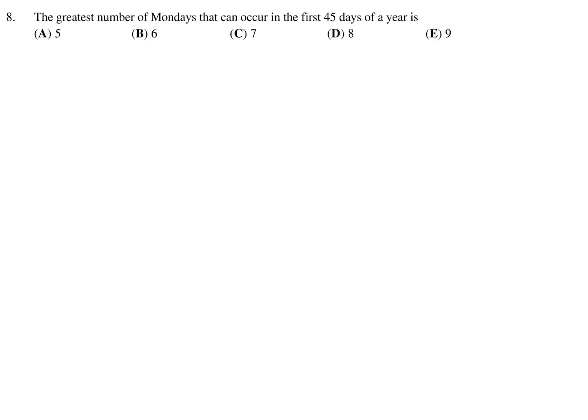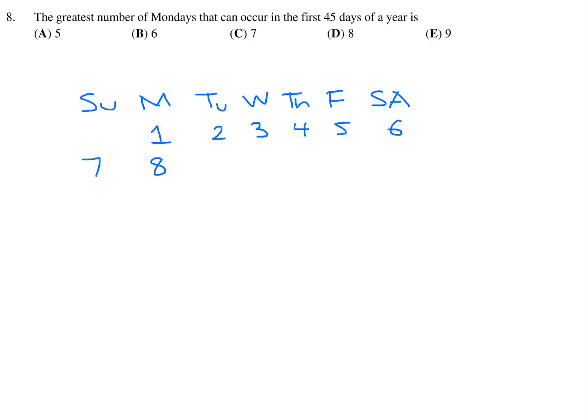The greatest number of Mondays that can occur in the first 45 days of a year is, well, let's draw a quick calendar. Sunday, Monday, Tuesday, Wednesday, Thursday, Friday, and Saturday. And let's start with the first day of the month being a Monday. So if you keep counting like that, 5, 6, 7, 8, the 8th day is going to be a Monday. And then of course every 7 days it'll be a Monday. So the 15th day, 22nd day, 29th day, and then 36th day of the year, and the 43rd day of the year. And then of course 44 and 45 and so on.